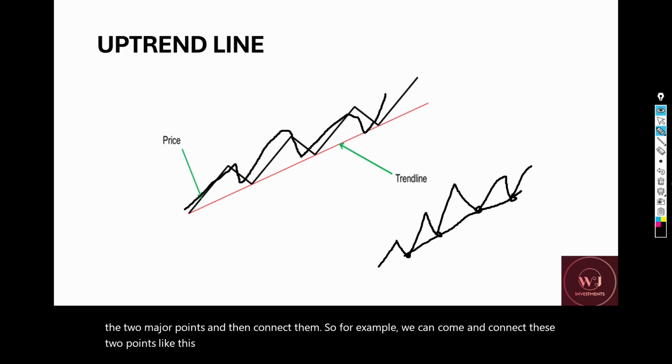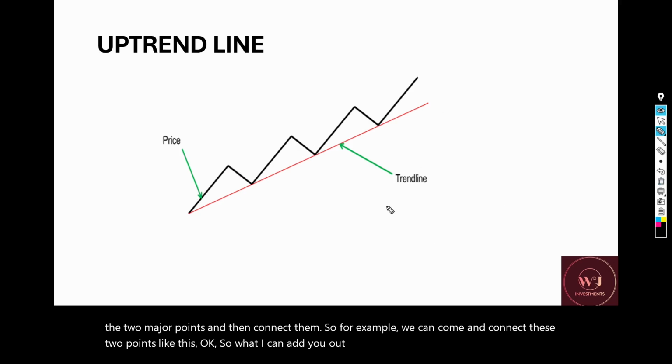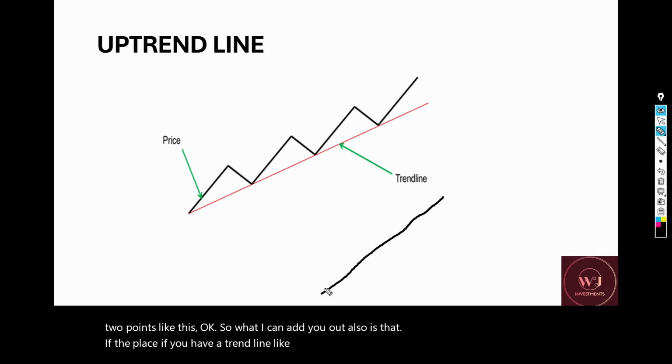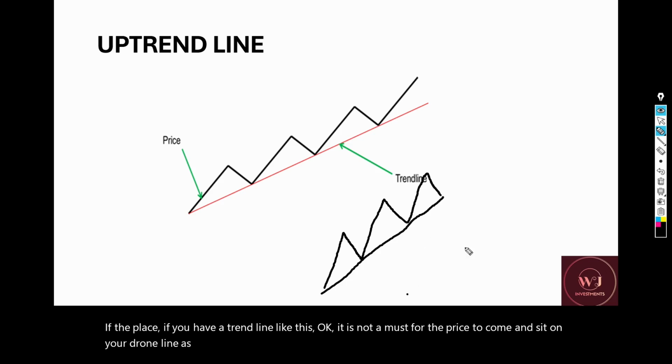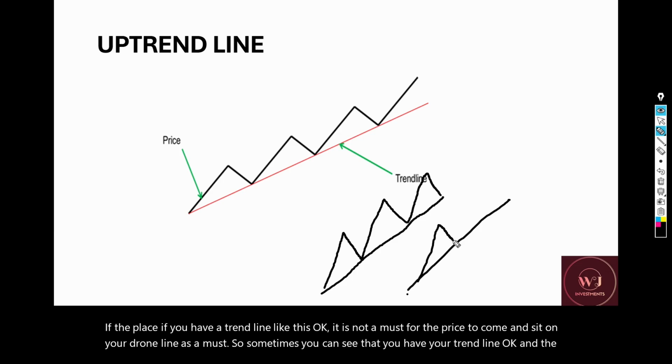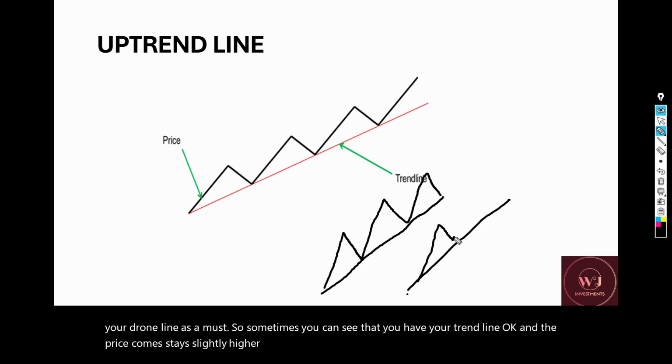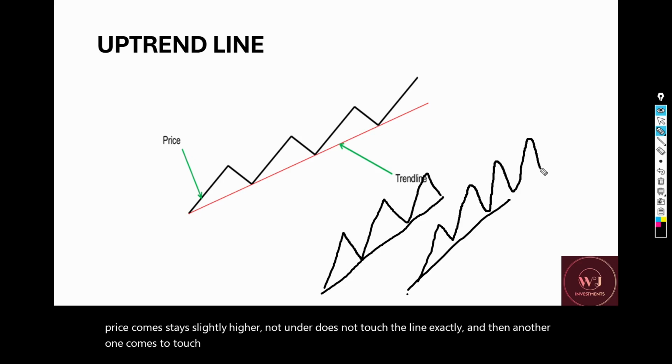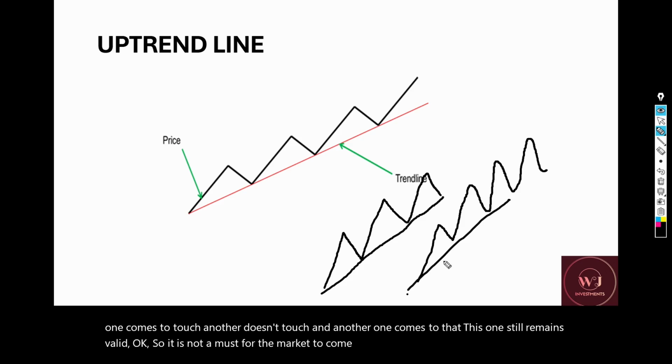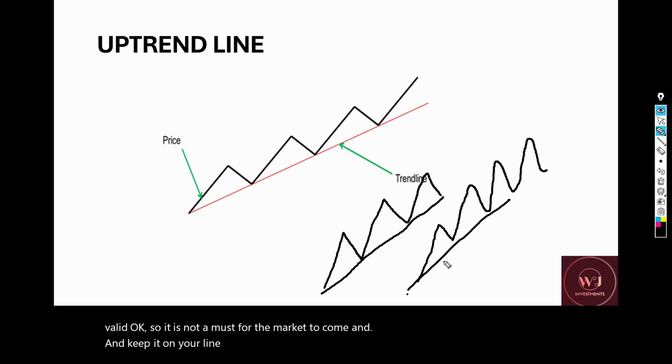Okay. So what I can also urge you is that if you have a trend line like this, it is not a must for the price to come and sit on your drawn line. So sometimes you can see that you have your trend line, and the price comes, stays slightly higher, does not touch the line exactly, and then another one comes to touch, another one doesn't touch, and another one comes to touch. This one still remains valid, okay. So it is not a must for the market to come and hit on your line you've drawn, okay? It is not a must at all.